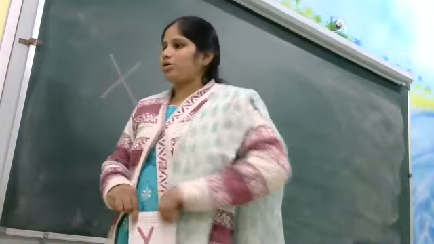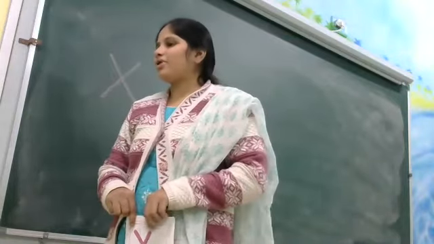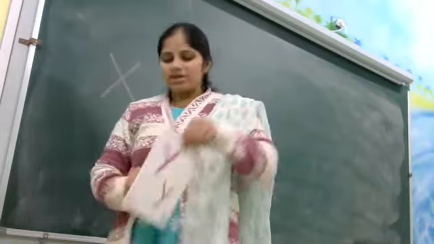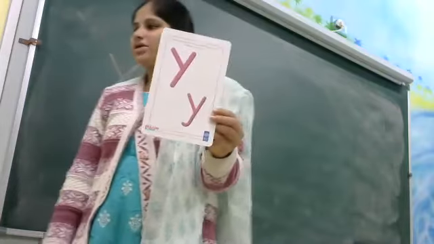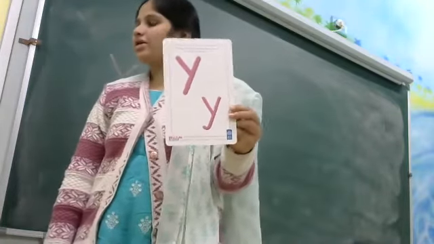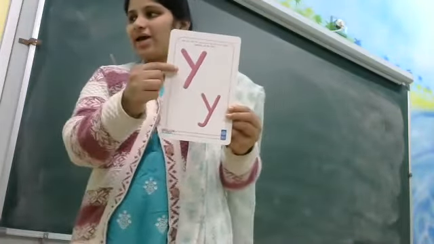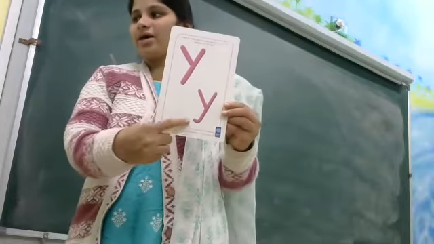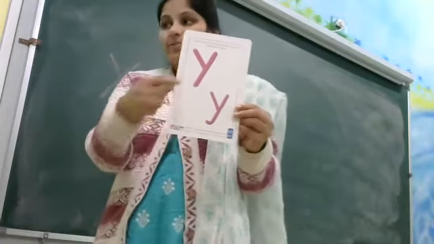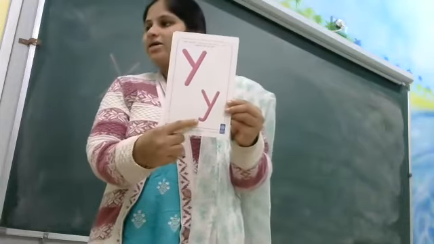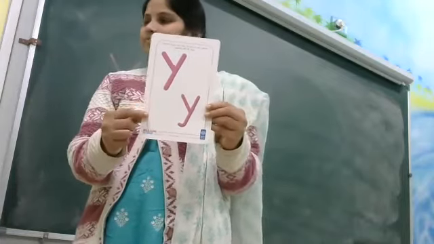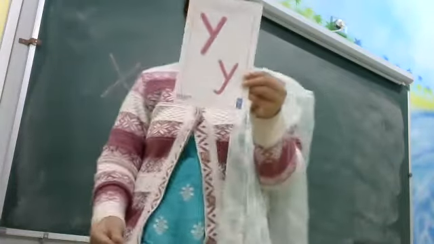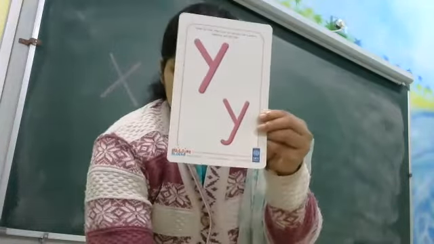Do you know how Y looks? See, this is letter Y. See children, this is letter Y. Capital Y and small Y. Big letter and small letter Y. Which letter is it? Y. Yes. Very good. This is letter Y.